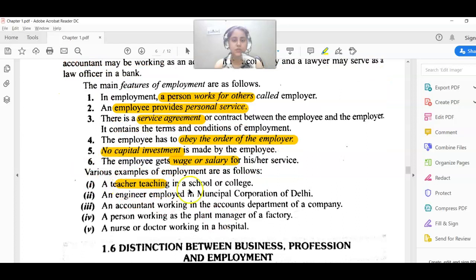So, a teacher teaching in a school or a college, a teacher is going to school to teach. Here, she is not a professional. She's not doing a business. She's working under a school. She's been paid a salary. So she is in employment. An engineer employed in the Municipal Corporation of Delhi, an accountant working in the accounts department of a company. This accountant can be a chartered accountant. He's a professional, but he's working under a department of a company. So it's employment. A person working as the plant manager of a factory, a nurse or a doctor working in a hospital.